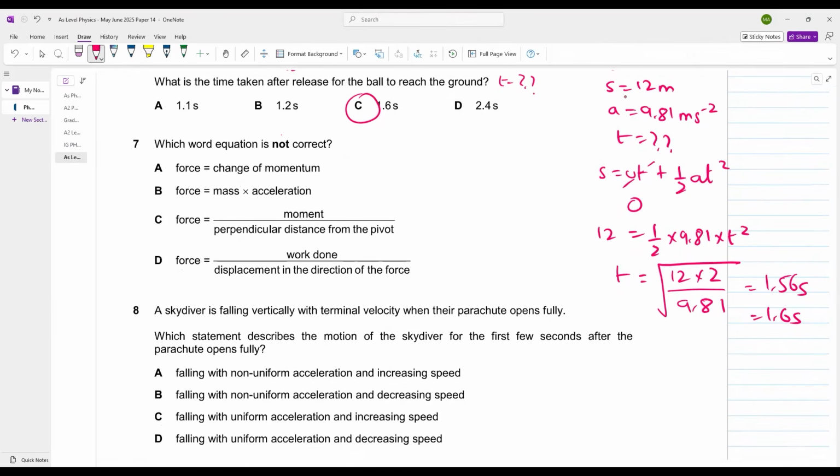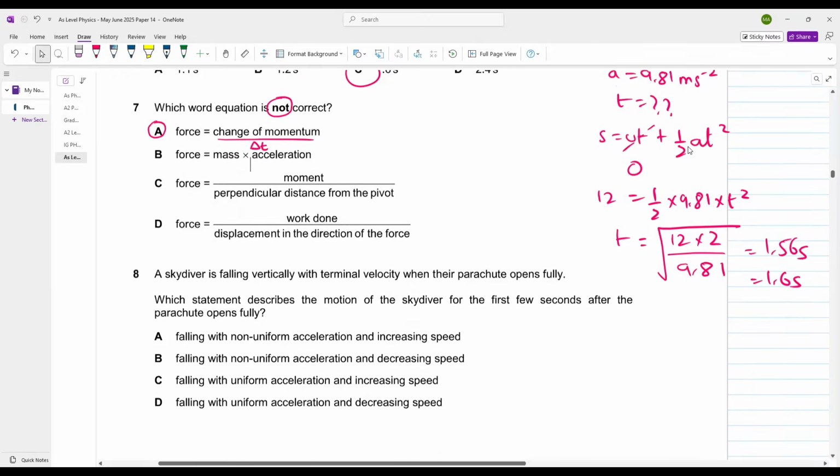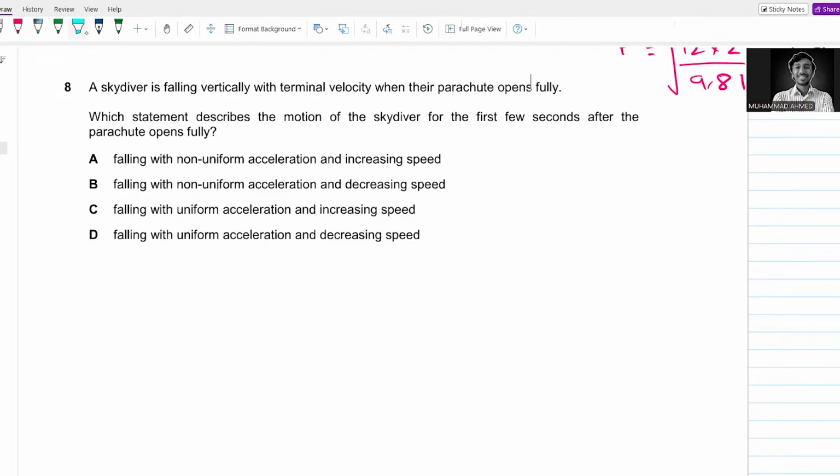Which word equation is not correct? First वाली ही देख लो. Force is equals to what? Change in momentum divided by change in time. Yeah, rate of change of momentum. A is incorrect. Okay, students. So let's see question number 8.